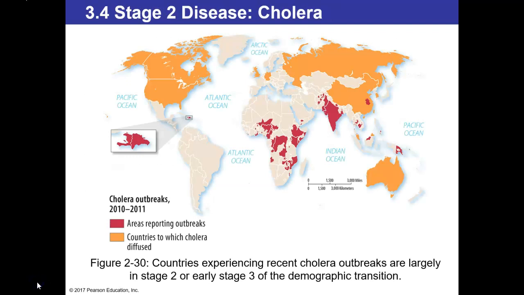Let's spend a little bit of time looking at a few maps from the epidemiologic transition section of your textbook. This is figure 2-30, and it's located on page 64 of your textbook. This map is going to show stage 2, which focuses on disease. And this particular disease that we're looking at is cholera. Countries reporting cholera in recent years are found primarily in sub-Saharan Africa as well as South Asia. The reason that cholera persists in these developing regions is because of the lack of access to clean drinking water.